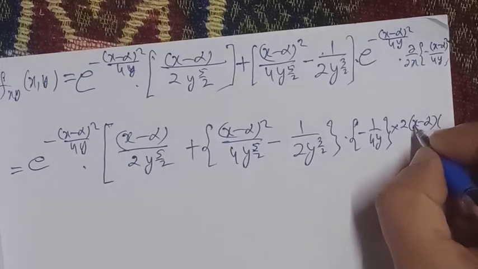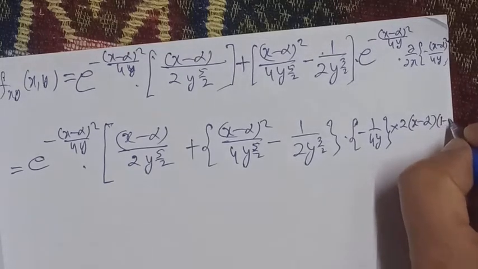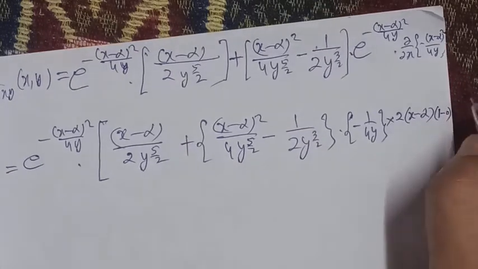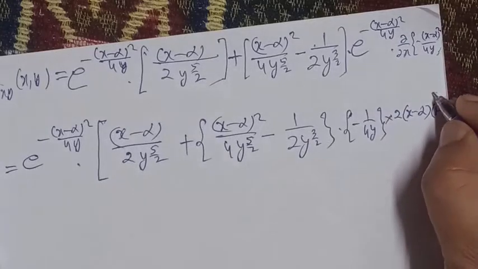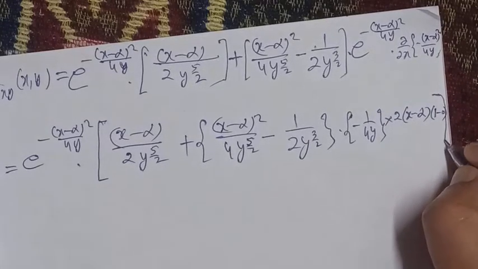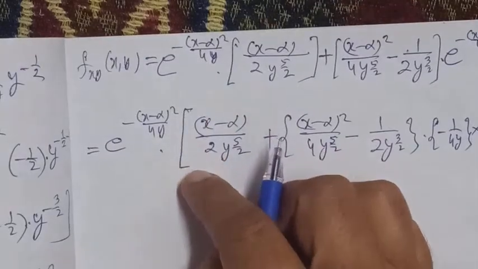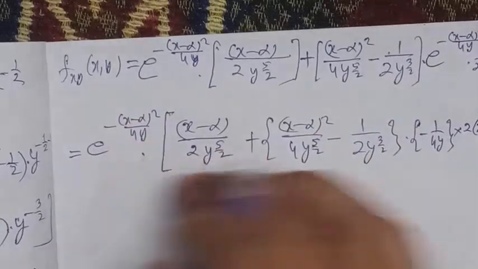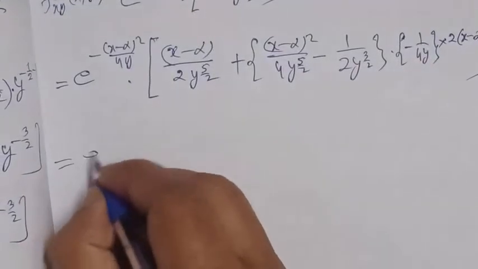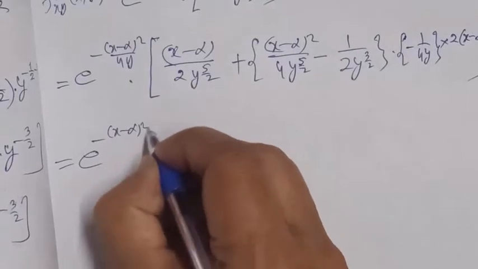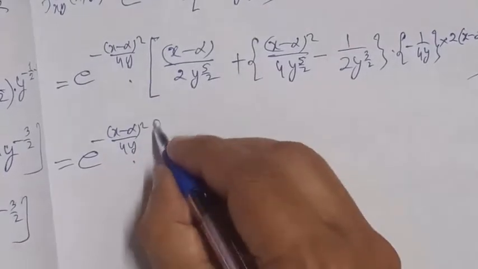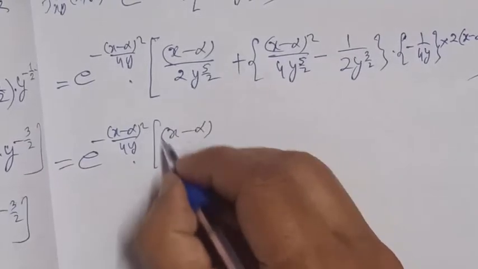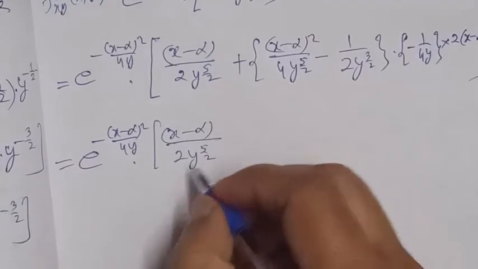We know that the differentiation of x is 1 and of alpha is 0, so it is completed. And now we should close the bracket, because this bracket started from here, because we have taken out the common value, and we get now e to the power minus (x minus alpha) whole square upon 4y, and (x minus alpha) upon 2y to the power 5 by 2.